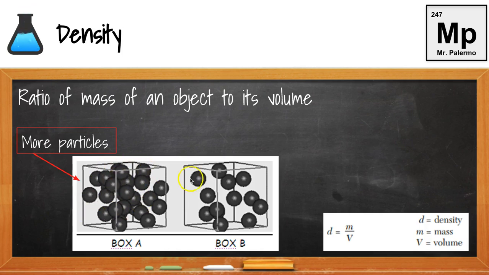Okay, so if I have more particles in the same amount of space, and they're the same particles, that means I have more mass in this amount of space. If I have more mass in the same amount of volume, then box A would have a greater density. So density measures that ratio of the amount of mass in the space it takes up, which we call volume. And the calculation is density equals mass over volume, and that's on table T on the back of your reference table.